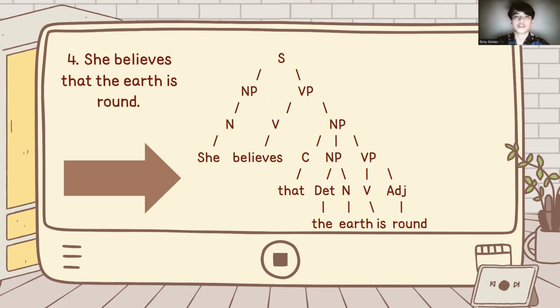And number four is the sentence She believes that the earth is round. This sentence has an embedded clause too, but the main clause is she believes, and the second clause is that the earth is round. The full meaning of the deep structure is she already believes, she has the belief that the earth is really round, that the earth is always round. And the verb believes takes an entire sentence as its object.